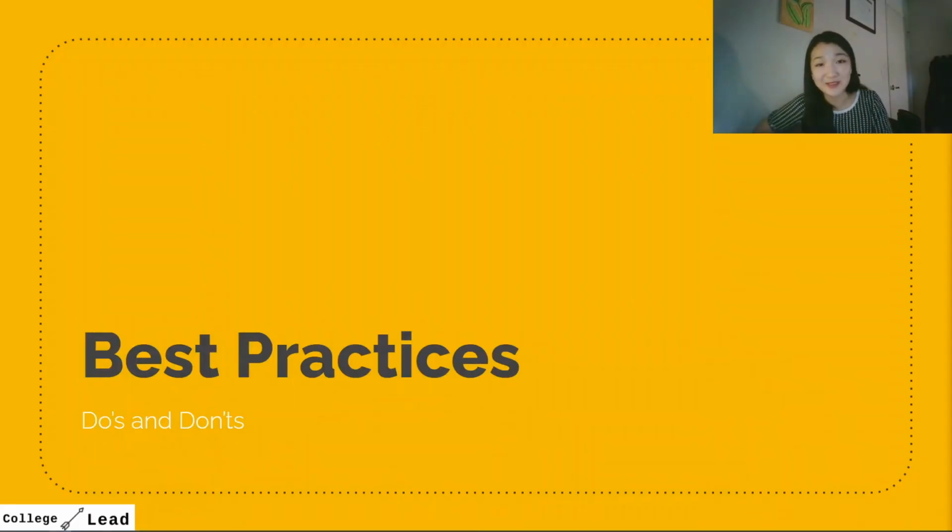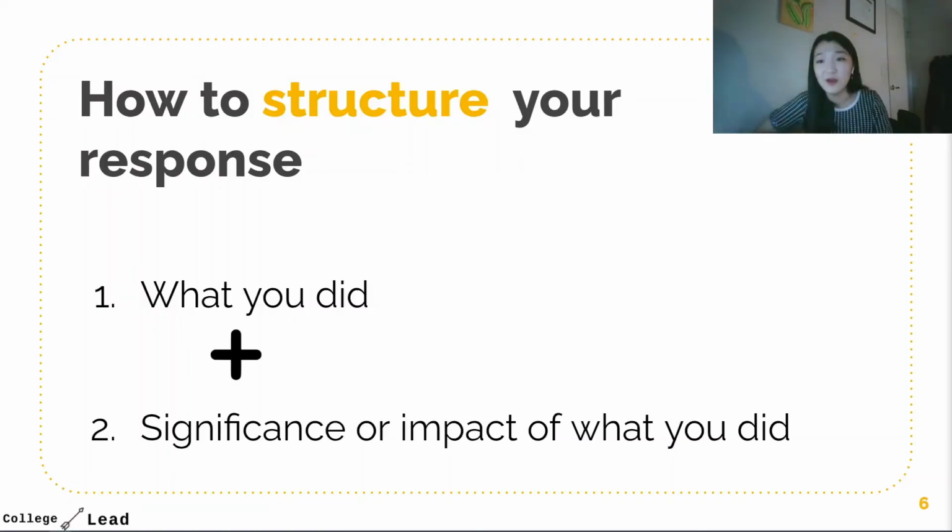Okay, so best practices, what you should do and should not do when you are writing the description. So to start off with, I recommend structuring your response to include 2 main sections.